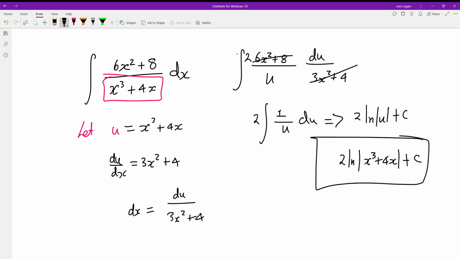Sorry for the confusion with that one. I just had to add that plus 8 for it to work. Otherwise, it would have been a bit trickier to do. Okay? But other than that, all good.